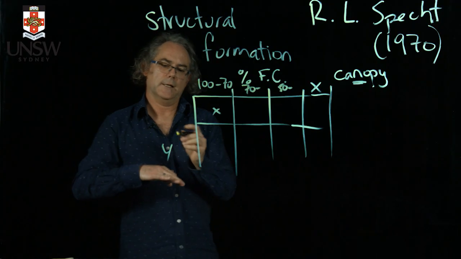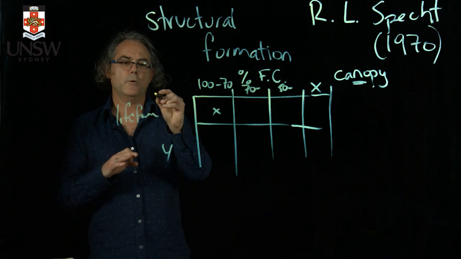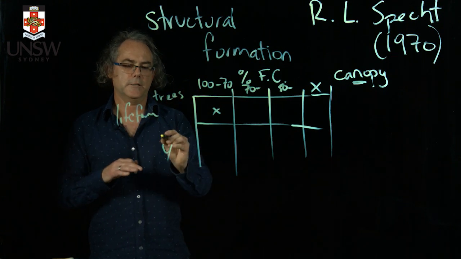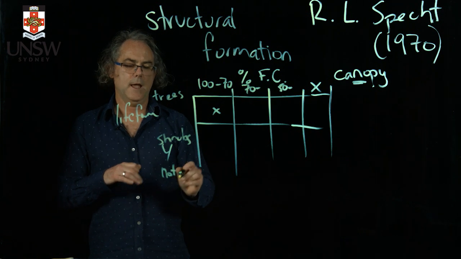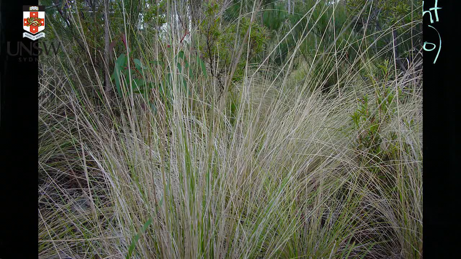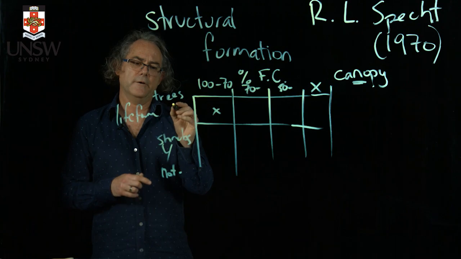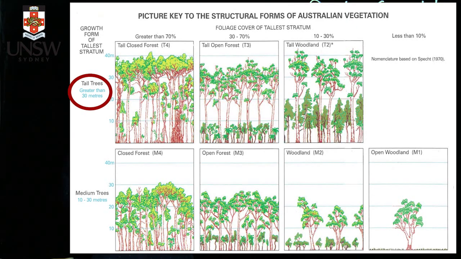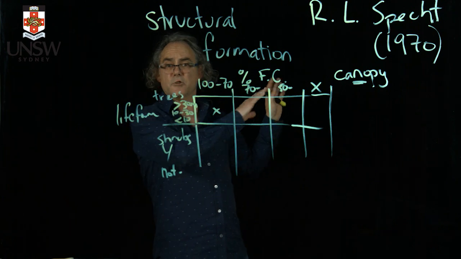The y-axis is just life form. And the life form is simple. It's trees versus shrubs versus not. And the not things, you know, ferns or grasses or things that are like grasses. The trees are then divided up into height categories, so it's greater than 30 meters, 10 to 30, or less than 10 meters.